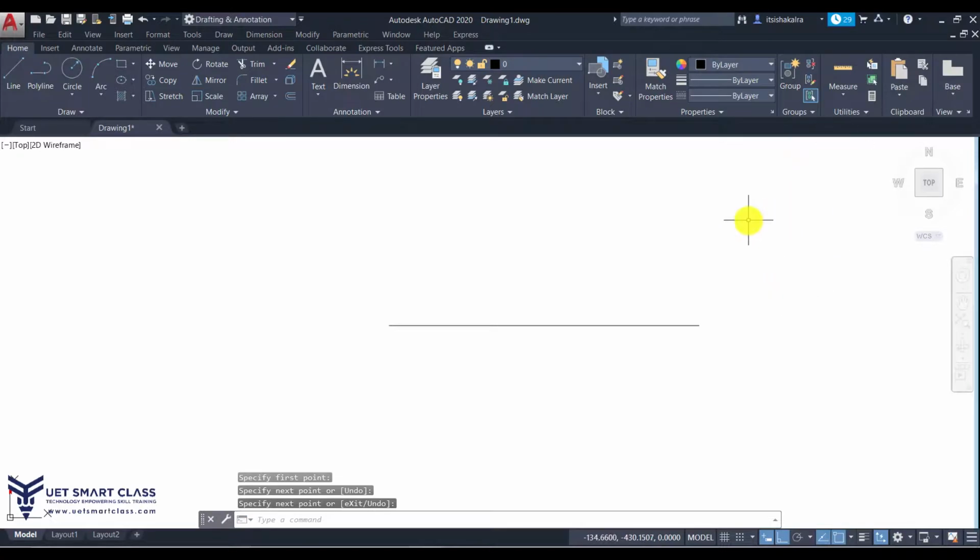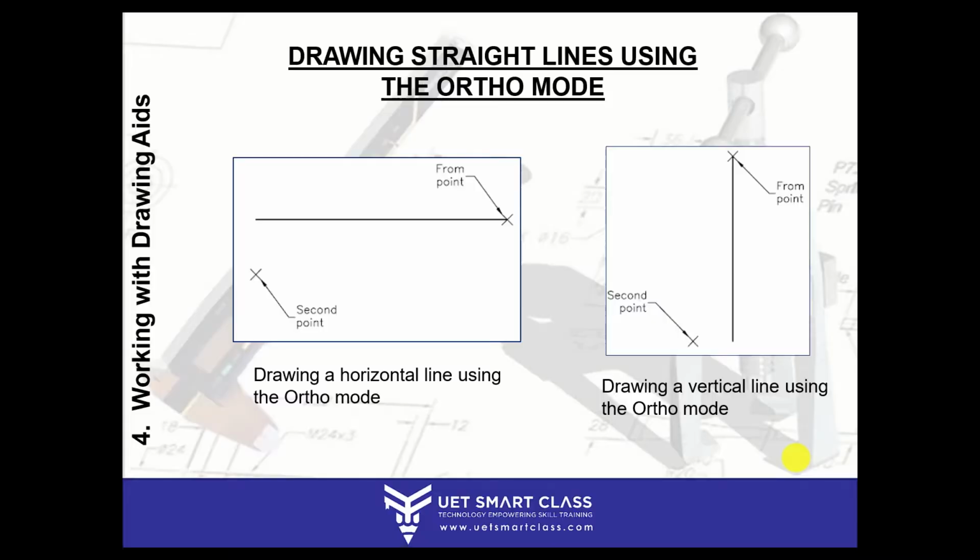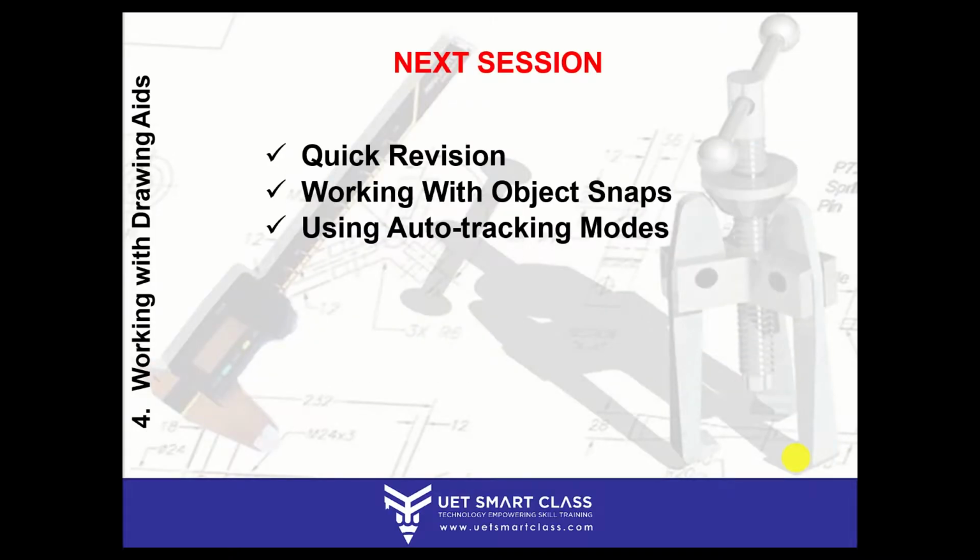That's all. All right. You can toggle your ortho mode on and off on your status bar, or you can use Ctrl+L or F8 as a function key. All right. That's all for today.